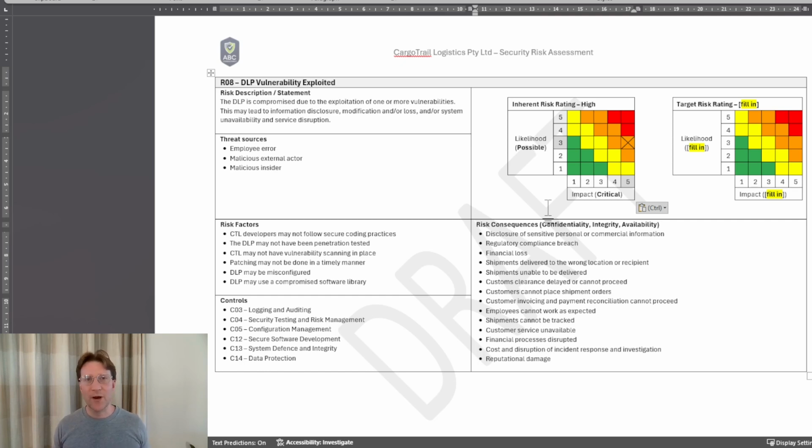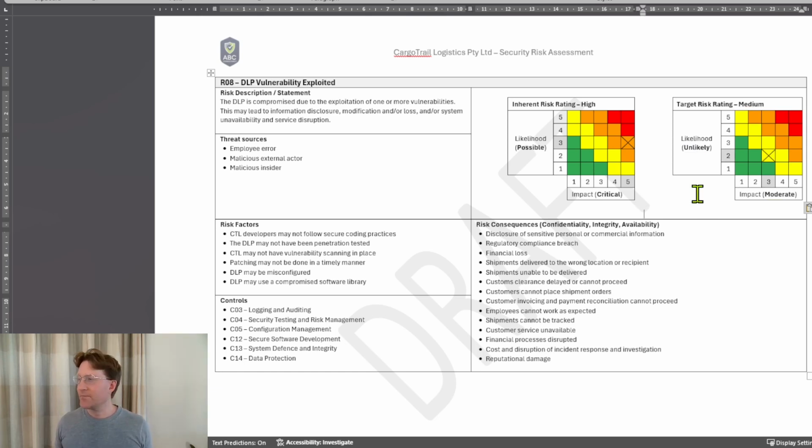So we're taking a middle ground approach. There may or may not be vulnerabilities that can be exploited. The impact is then critical because these vulnerabilities could allow the digital logistics platform to be taken offline completely and heavily disrupt the business processes of Cargo Trail Logistics. We could also have the disclosure of sensitive and confidential information, potential compliance breaches, and the reputational damage along with that. So we're saying the risk is high.